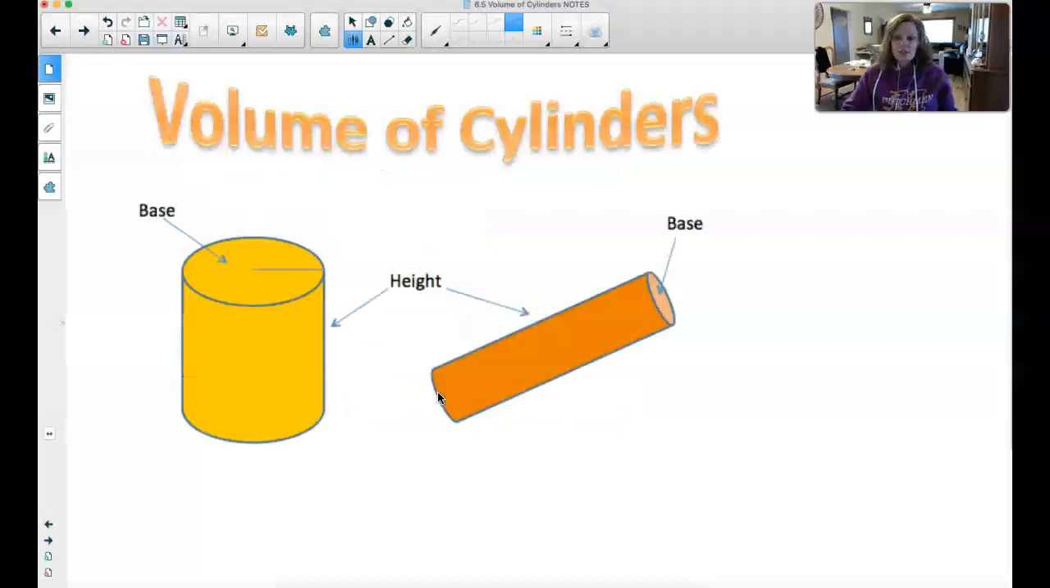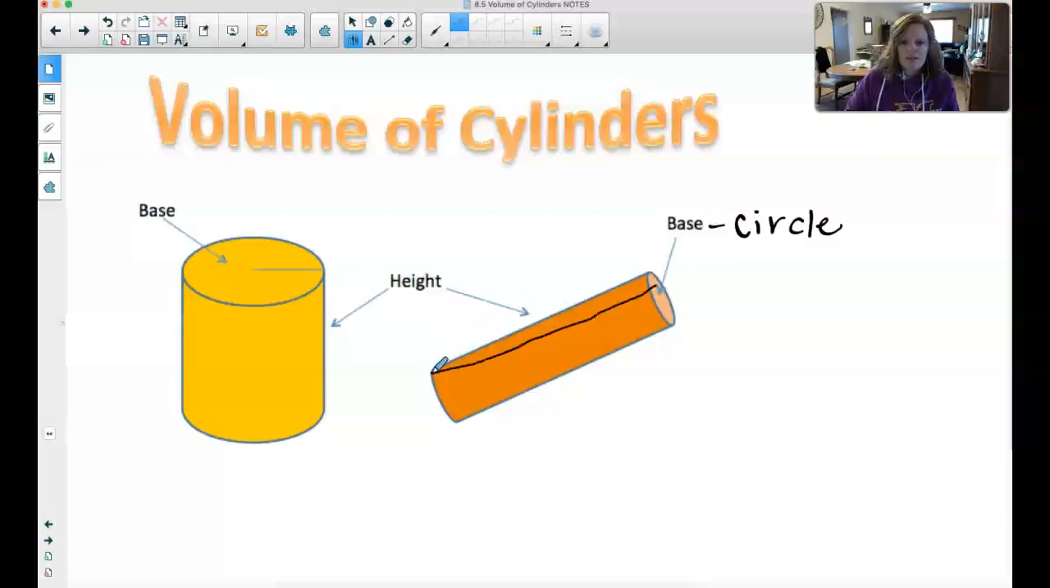Remember, a cylinder is similar to a prism, except cylinders are round. They have a circular base. So that base of a cylinder is always going to be a circle, okay? It will not change. That circle will always be there. It may be bigger, it may be smaller. The height is always going to be this distance in between the two circles.